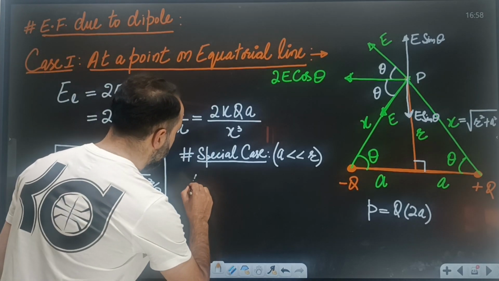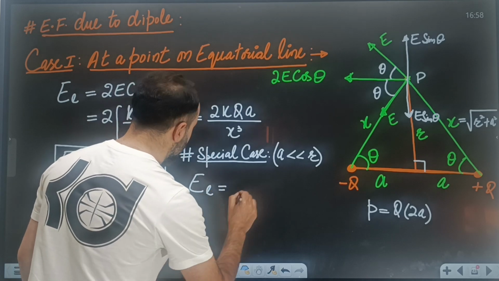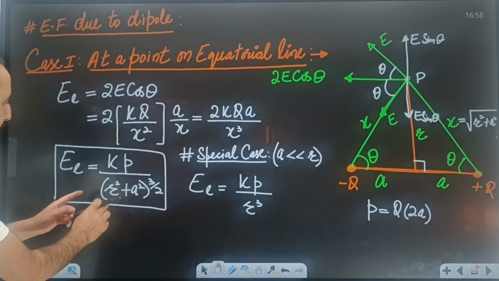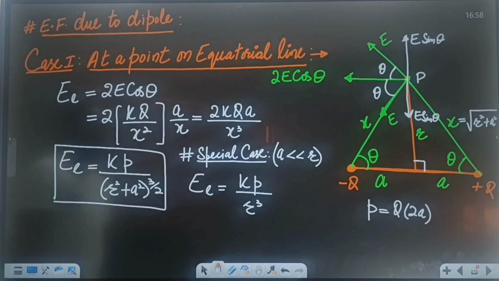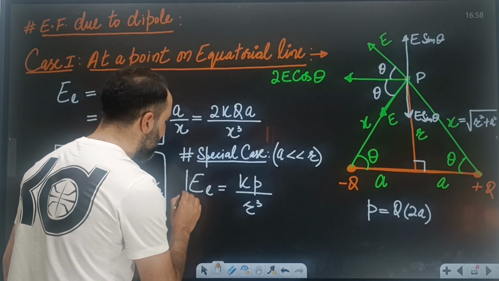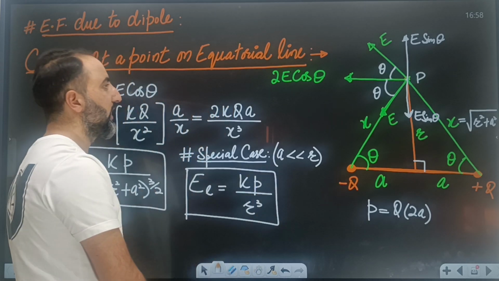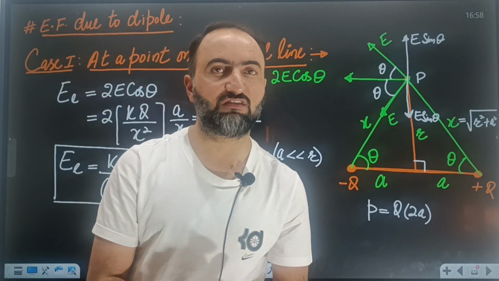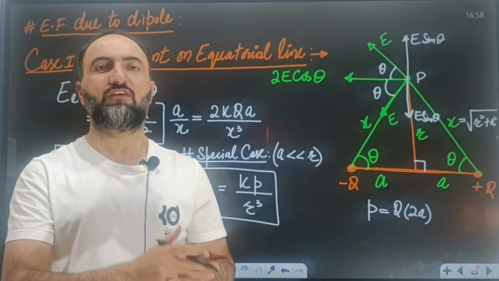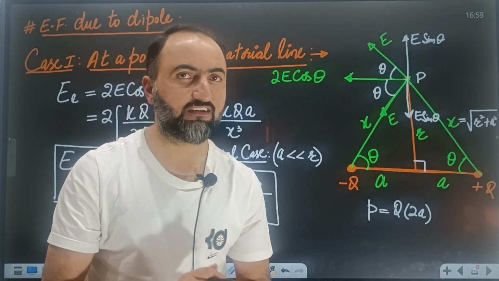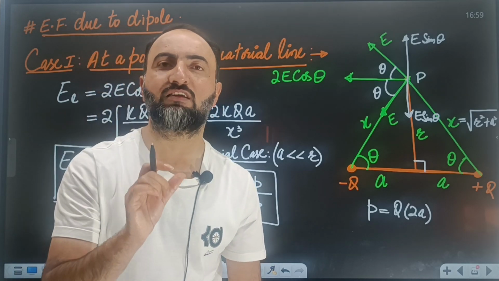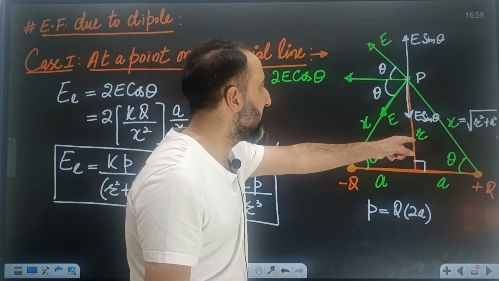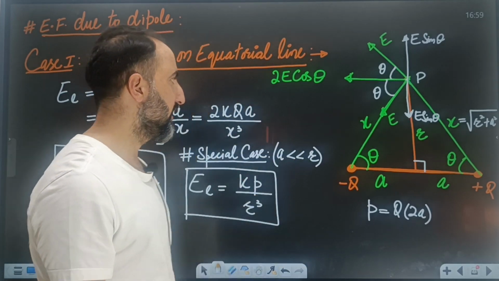So the electric field on the equatorial line comes out to be kp divided by r cube, because here r square will remain, then the 2 and 2 are going to cancel, so here we get kp divided by r cube. This is the electric field at the equatorial line. Point number one, this is for the short dipole. Short dipole means when the dipole length is very small, and it is a safe approximation, because for example if you take NaCl or HCl, the dipole length there is of the order of angstroms, which is a very small distance, compared to the distance if it is in centimeters or in meters and so on.